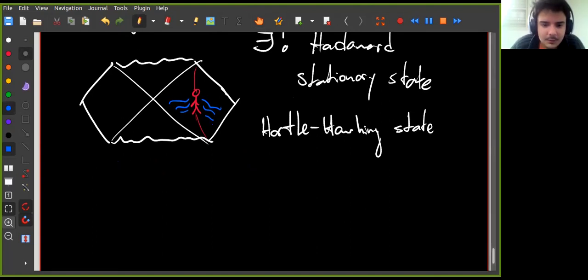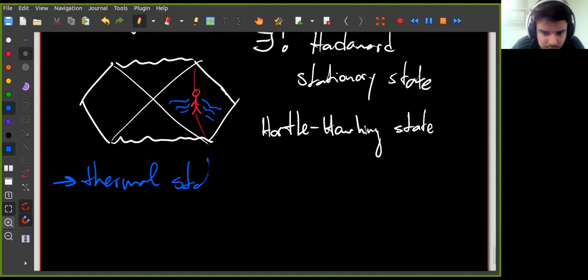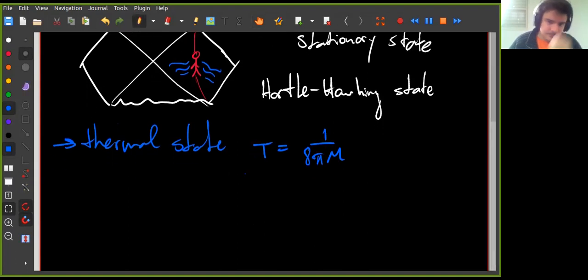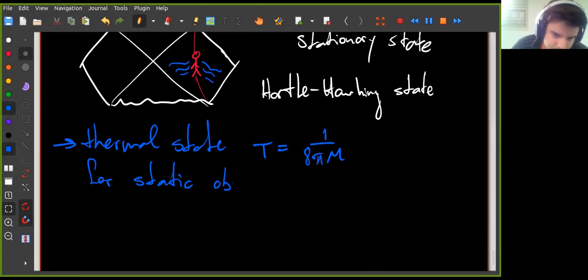So the Hartle-Hawking state you are going to observe is a thermal state. I never remember the temperature by heart. Let me see if I wrote it in my notes. Yes, I did. With temperature 1/8πM for static observers. So observers that are sitting at a fixed distance from the black hole.